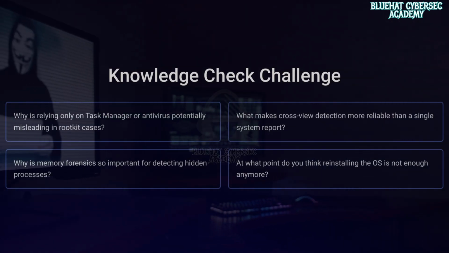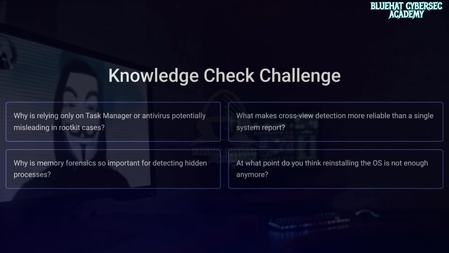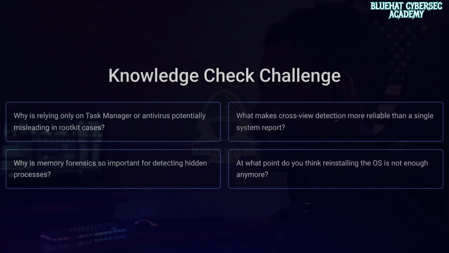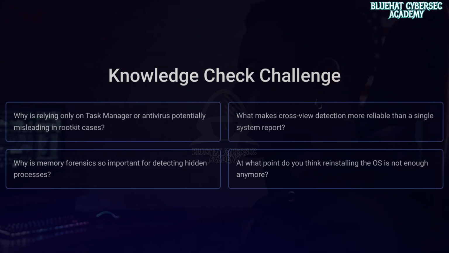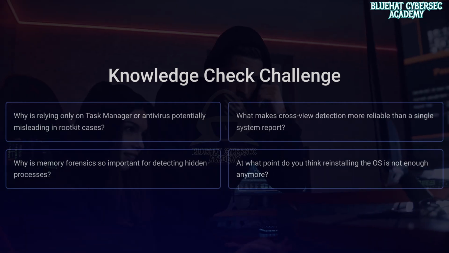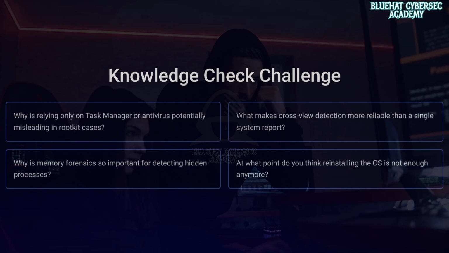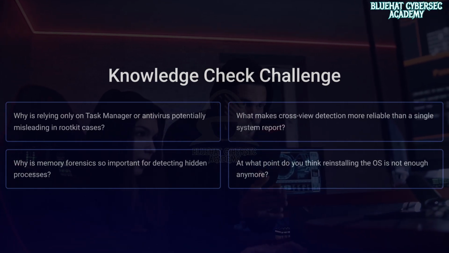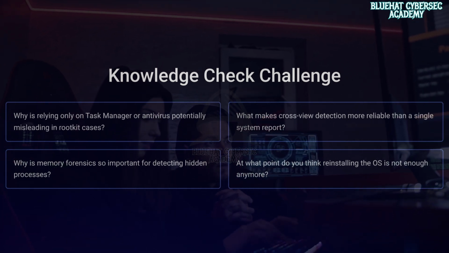Now let's turn this into a quick challenge, and I want you to think like a defender while answering. First question: why is relying only on Task Manager or antivirus potentially misleading in rootkit cases? Second question: what makes cross-view detection more reliable than a single system report? Third question: why is memory forensics so important for detecting hidden processes? And fourth question: at what point do you think reinstalling the OS is not enough anymore? Take a moment and answer those in the comments, because that's exactly how attackers expect systems to be misread.